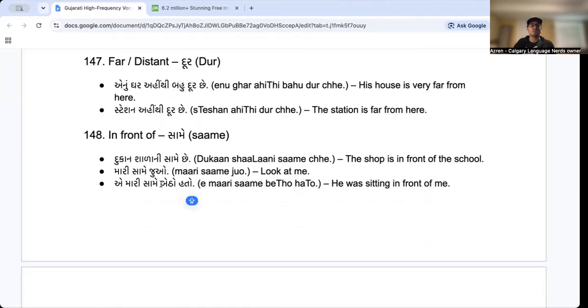Mari same juo. Bit of a different sentence that one, isn't it? Mari same juo. Look in front of me. When you say look in front of me, mari same, it means like look at me. That's how they say look at me. It's look in front of me, right? E mari same beto. He was sitting in front of me.